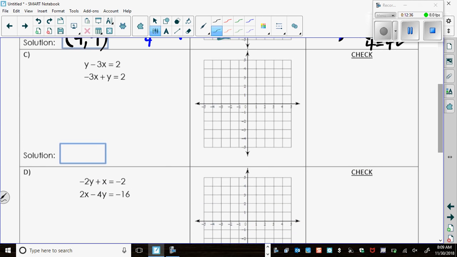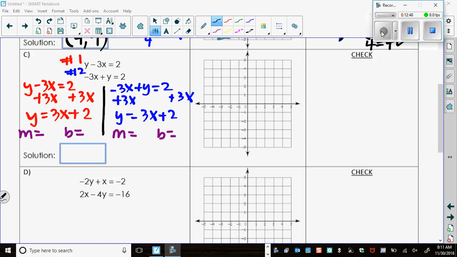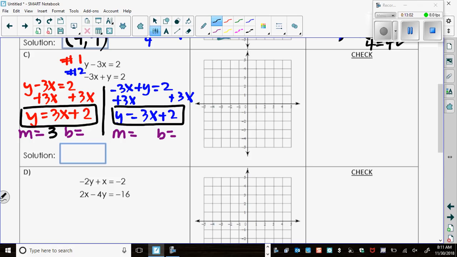If you want to pause this video and change them into slope-intercept form, you can go ahead and do that. I'm going to do that quickly for you guys. Alright, so I have converted all of these into slope-intercept form right here. You can look at my work to see what I did, but now I'm going to graph them. You notice that they're both the same line, but we're just going to practice graphing these. And 3/1, oops, I forgot 3/1, (0, 2).